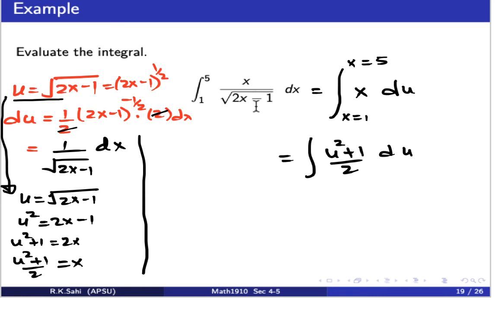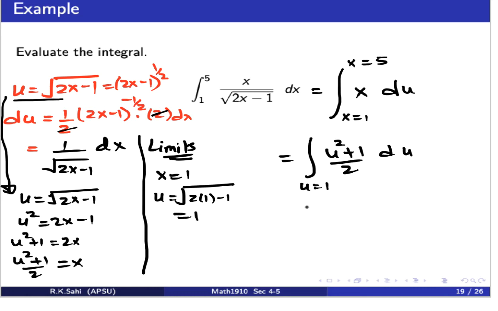We also have to do, remember, the changes in the limits. Okay, let's work on the limits here. So when x is 1, what is my u? It's the square root of 2 times 1 minus 1, which is basically 1. So this u is 1. Now when my x is 5, my u is the square root of 2 times 5 minus 1, which is the square root of 9, which is 3. So u goes from 1 to 3.